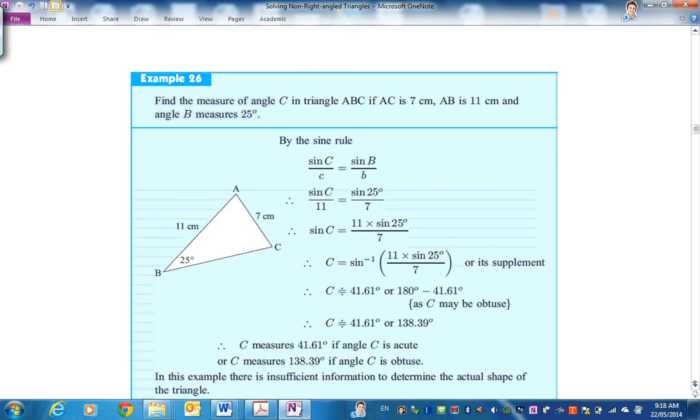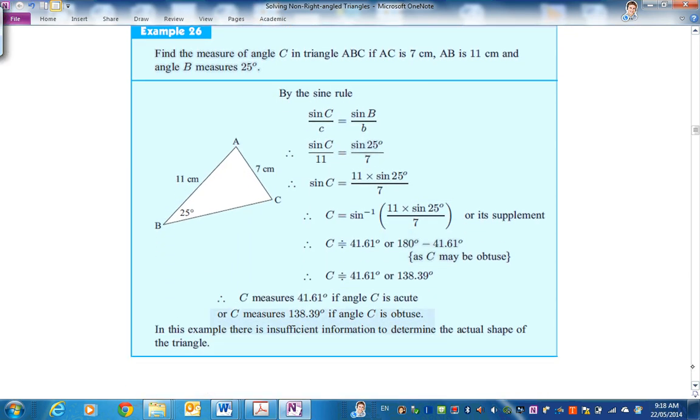Find the measure of angle C in a triangle ABC if AC is 7 and AB is 11 and angle B measures 25. Okay, by the sine rule. Let's draw it here. First of all, angle B has a side opposite 7 and angle C is opposite this one.